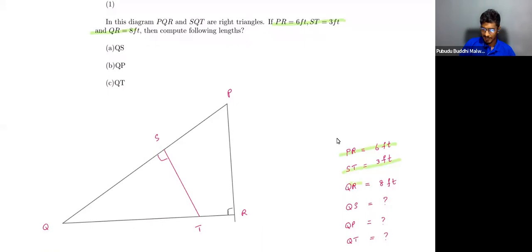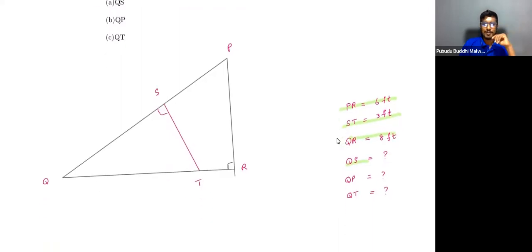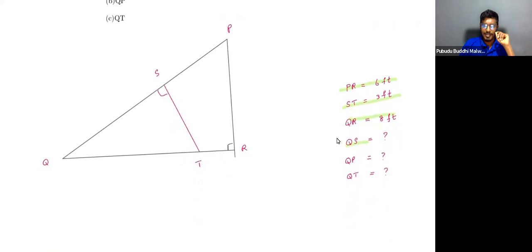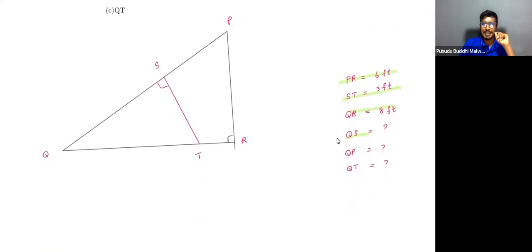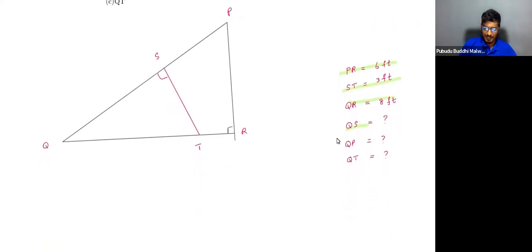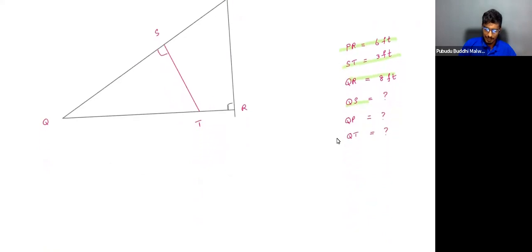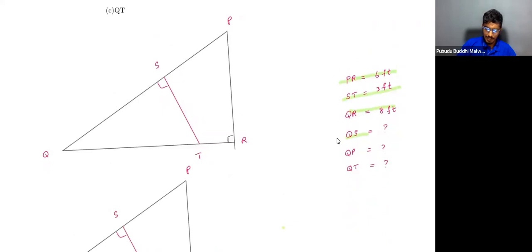So what's the approach? What's the method to determine these lengths? Right? Observe carefully these two triangles. I would like to focus on the angles actually, right? So for that, we need a better diagram, I think. Yeah, as you can see, here we have two triangles, definitely.